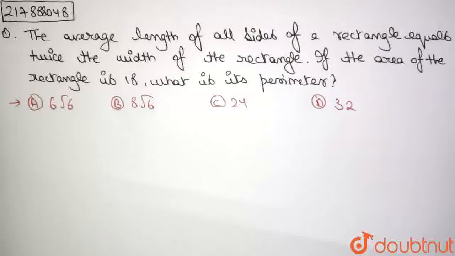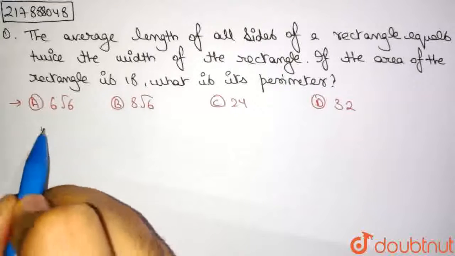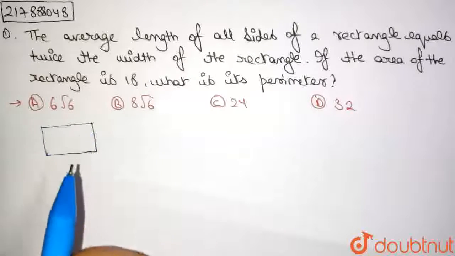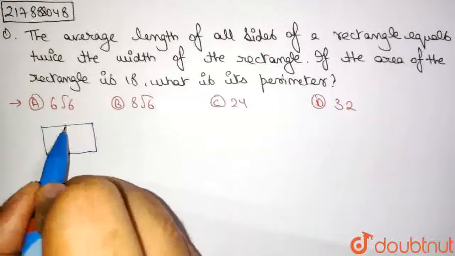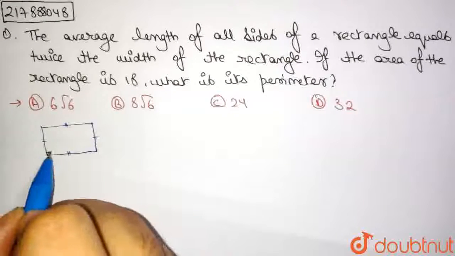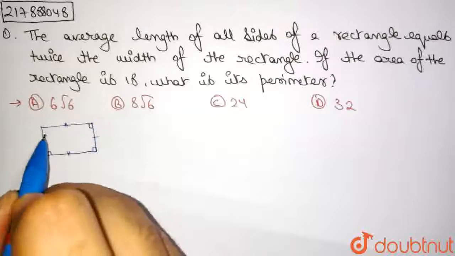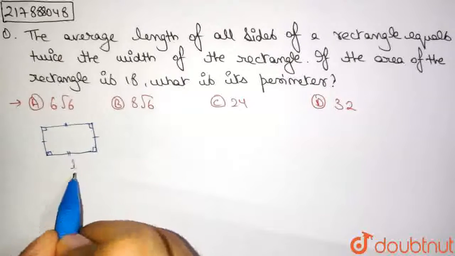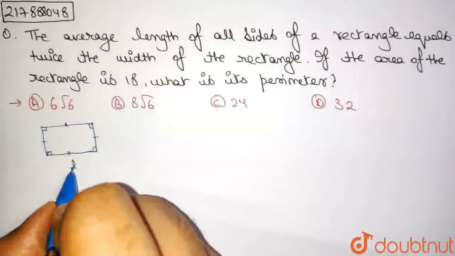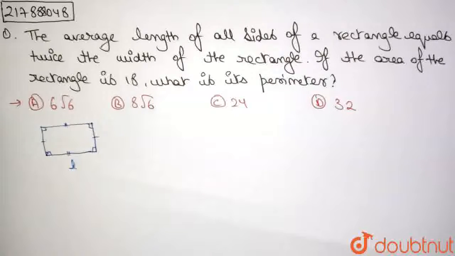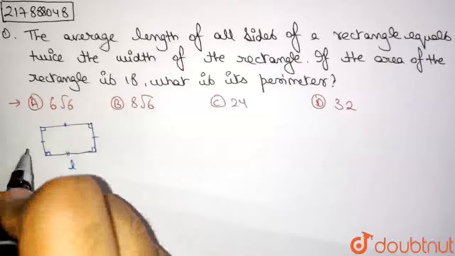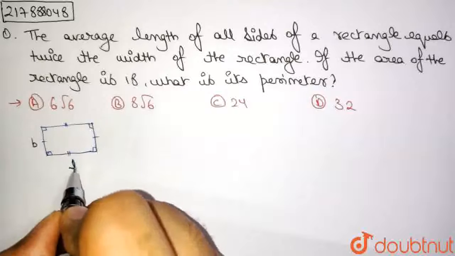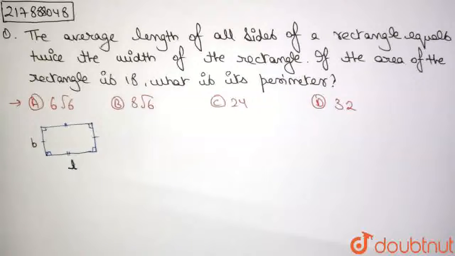So let us start off by drawing a rectangle. So if I have a rectangle, I know that all the opposite sides are equal in length and all the angles are 90 degrees. So if I call the longer side length L and the shorter side B, I have the longer side length as L and the shorter side length as B, which is breadth.